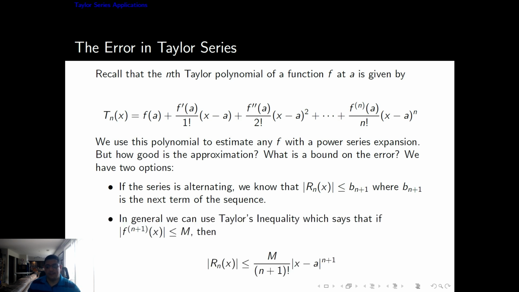Now, the second alternative is we can use the general Taylor inequality that says that if the n plus 1 derivative at a certain point x is less than a constant M, or we can say that the n plus 1 derivative is bounded, then the error term of the polynomial approximation is going to be less than that bound M over n plus 1 factorial times the absolute value of x minus a to the n plus 1. Now, but how does this work in practice?